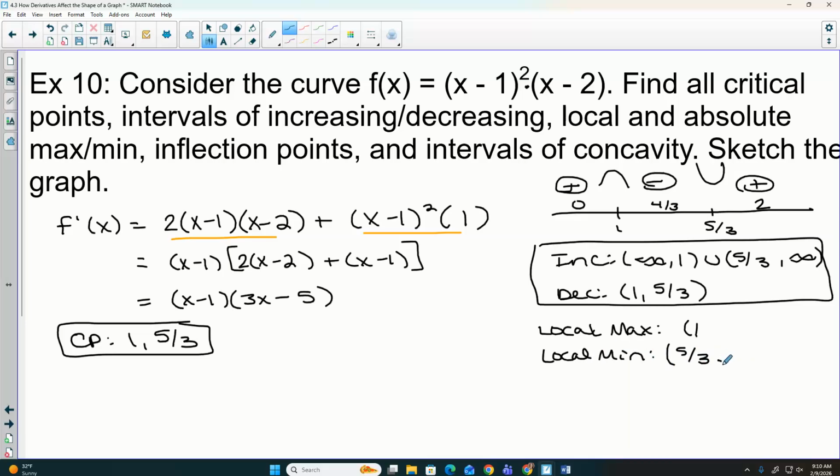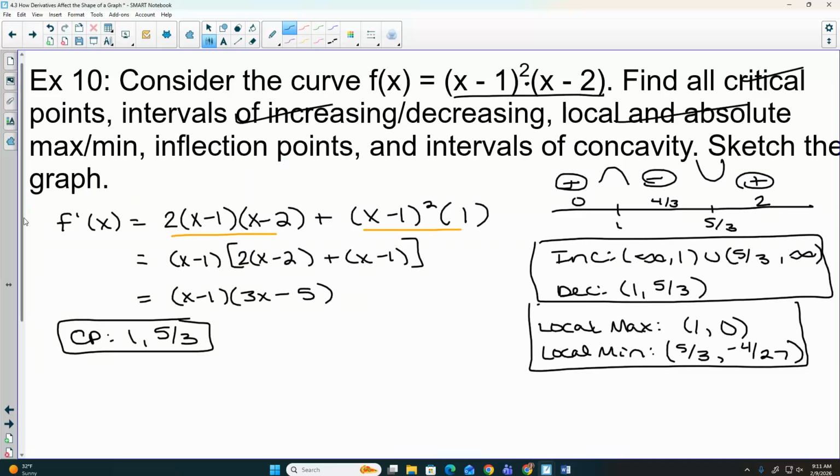Okay, we are going to put these on a graph, so we need ordered pairs. Where do you have to put them in to get the ordered pairs? The original, because I want points on the actual graph. So if I put in a 1, 1 minus 1 is 0, so that's fine. If I put in 5/3, so 2/3, negative 4 over 27? Okay, so we've done our critical points, increasing, decreasing, max and min. All that's left is inflection points and concavity.